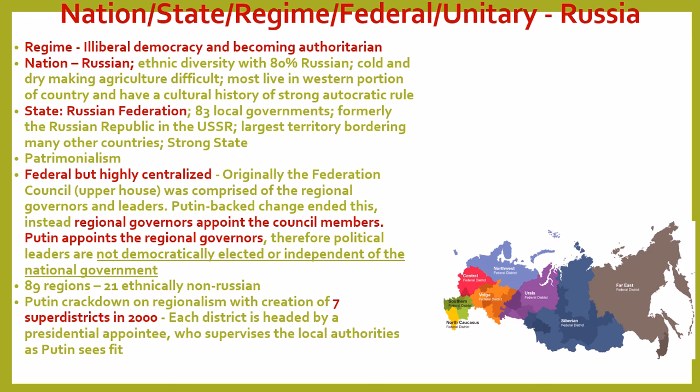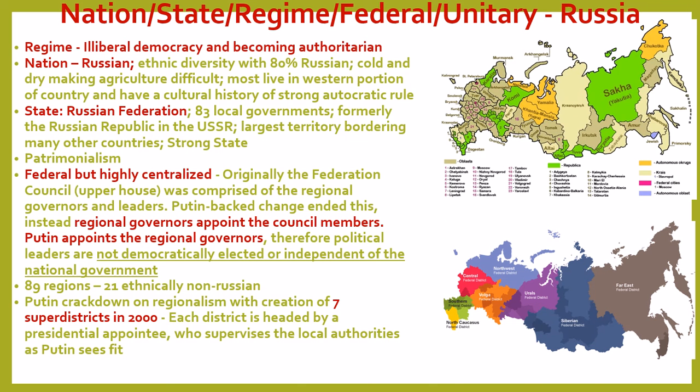In addition, this is the second thing Putin has done to centralize power, even though it's a federal system. Putin cracked down on regionalism with the creation of 7 super districts. I don't know if you could see the bottom map right there. Back in 2000, Putin basically took all of the various provinces, which you can see here in the top map, and consolidated them into 7 super districts. Each district is headed by a presidential appointee who supervises the local authorities as Putin sees fit. So there's another layer of how Putin controls all of the various provinces within Russia: by lumping them into 7 super districts, and he appoints those executives.